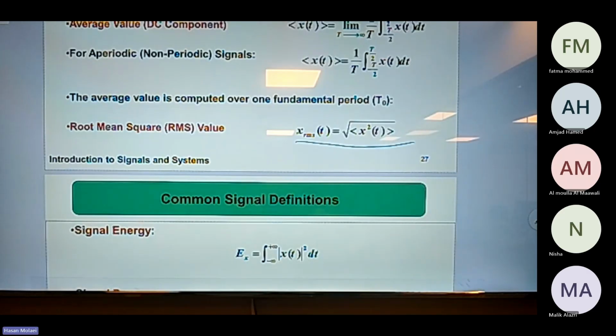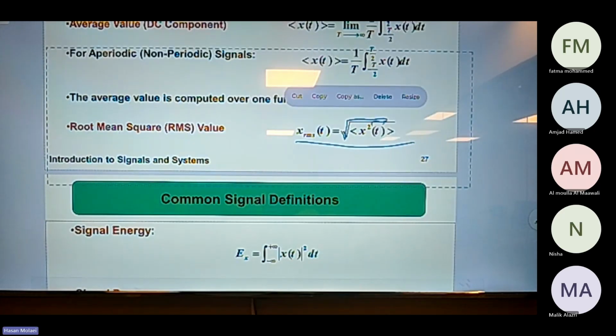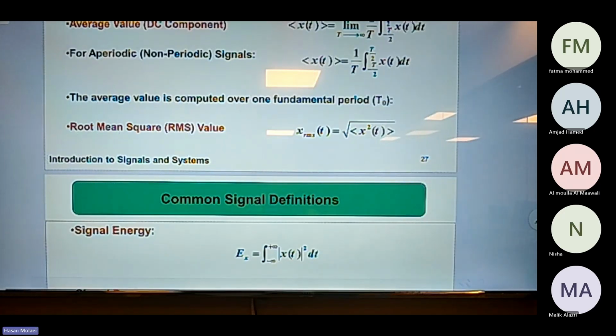And the RMS value, or root mean square. Root mean is again average, and square, which sometimes we call the effective value. How much is the RMS for a sinusoidal? 0.